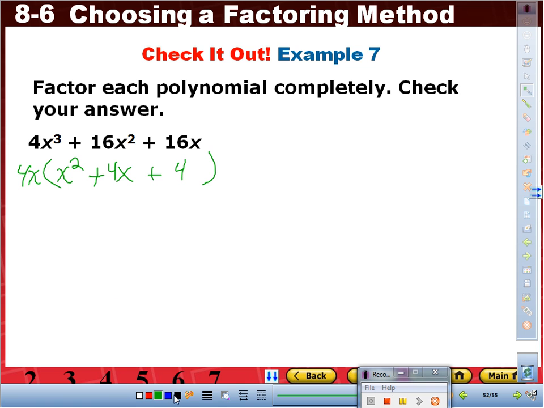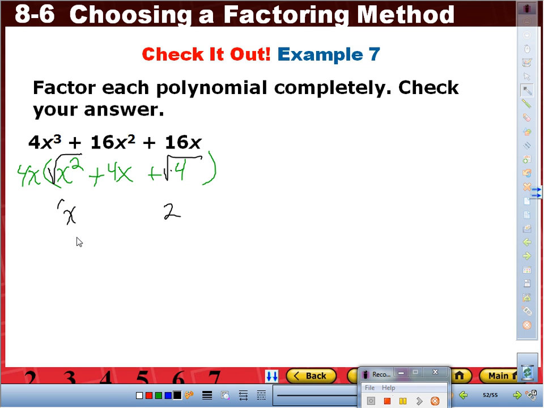So now check this out. We already got the GCF, didn't we? Let's check for a pattern. Can we take the square root of this one? Yes. How about the square root of this one? Yes. Let's see. What is x times 2? 2x. Double that? Does that give us a middle term? So this is a perfect square.